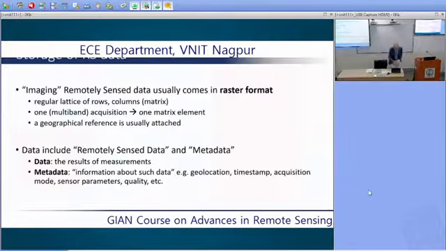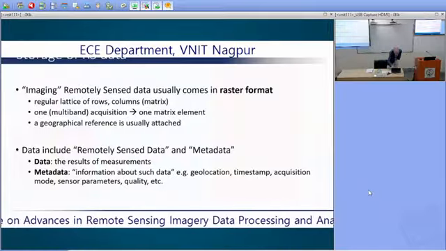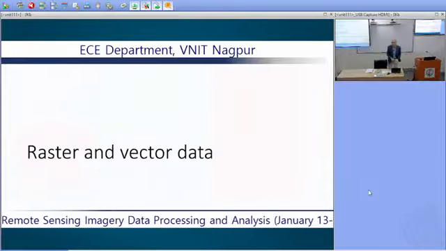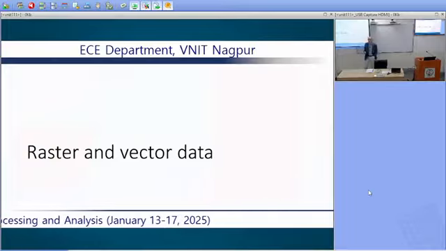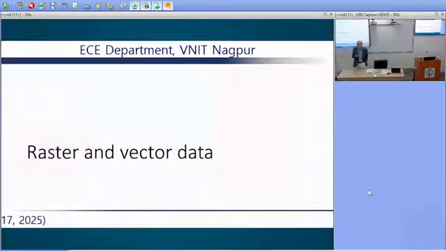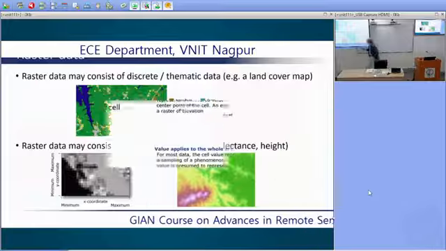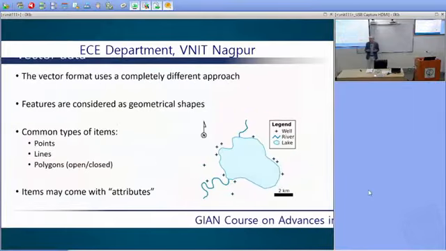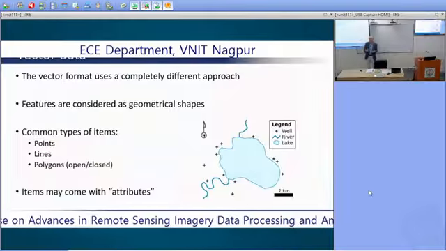We call it raster because in geospatial processing, you frequently have to deal with another type of data, which is called vector data. Remote sensing data typically comes in raster format, but we also have vector format, other sources of data which are not remote sensing data, but are still important for your purposes.